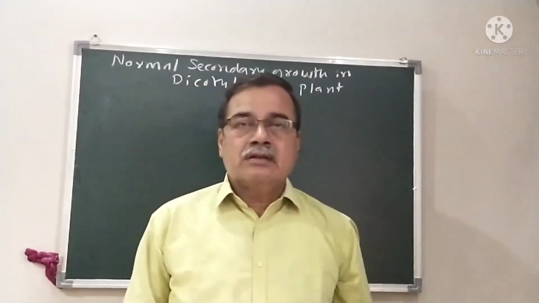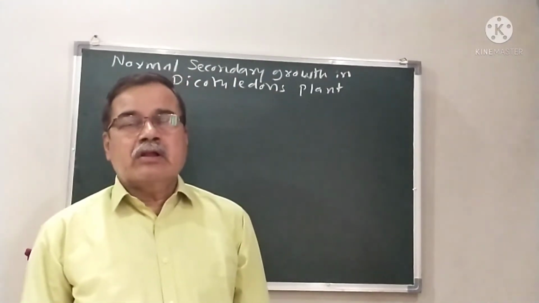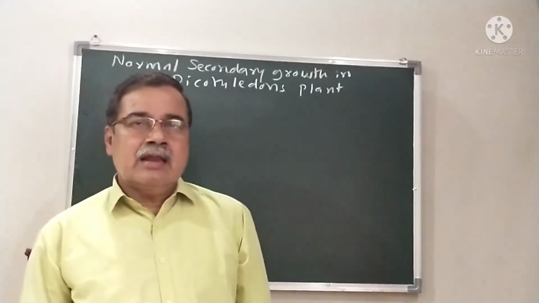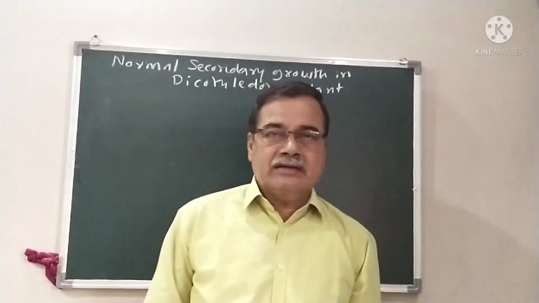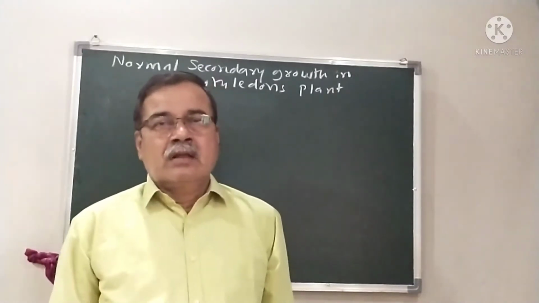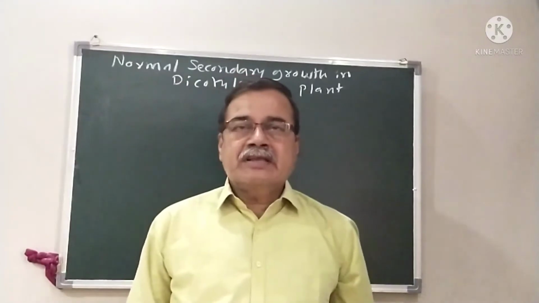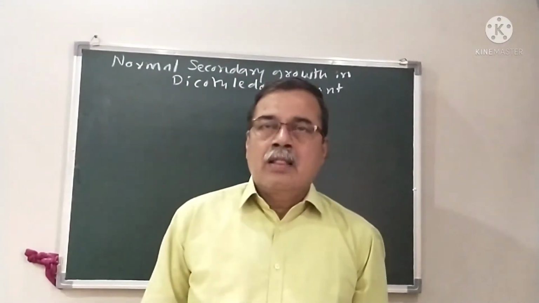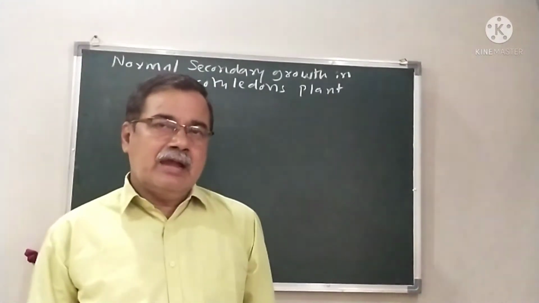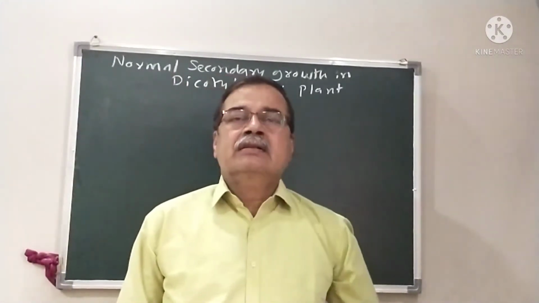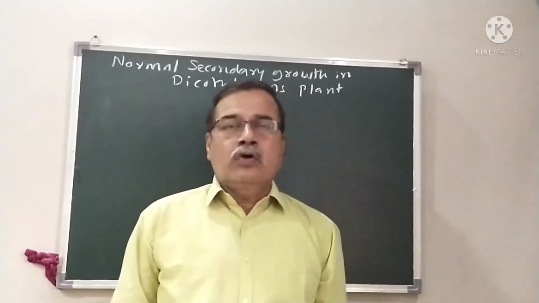We are going to see normal secondary growth in dicotyledonous stem. Here, a TS of an old stem is taken, of any dicot plant in general. The increase in thickness due to the addition of secondary tissues by the activity of vascular cambium and cork cambium in the stellar and extrastellar region respectively is known as secondary growth.